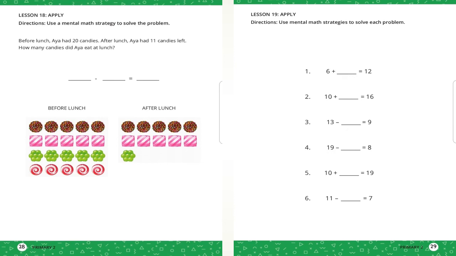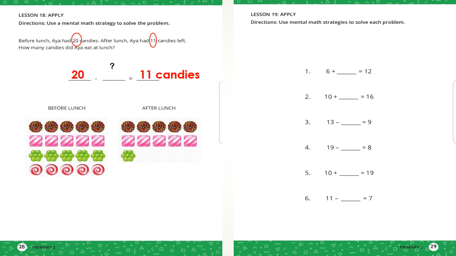So the total number of candies is 20. She ate some candies and had 11 candies left. Here we have the keyword left, so it's a subtraction problem. The total number of candies is 20. She ate some candies and the result would be 11. So here we want to know the number of candies Aya ate at lunch. Here we have a missing number.